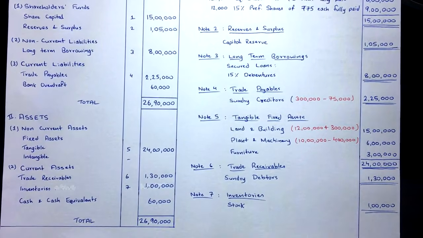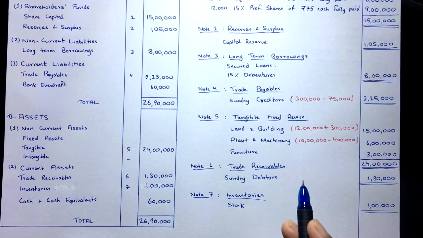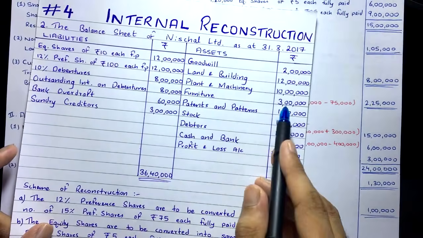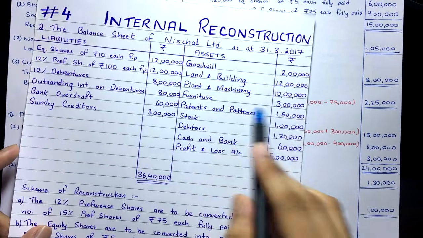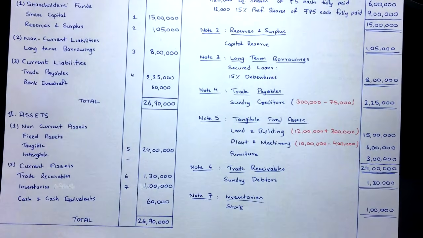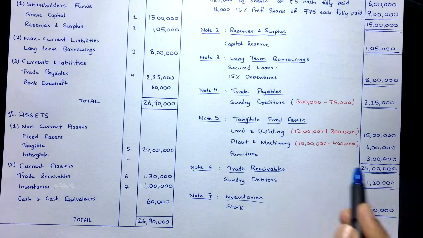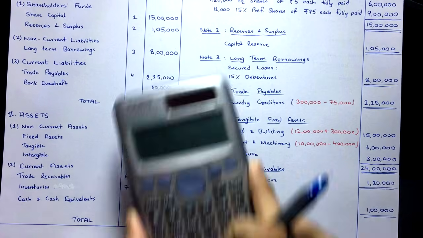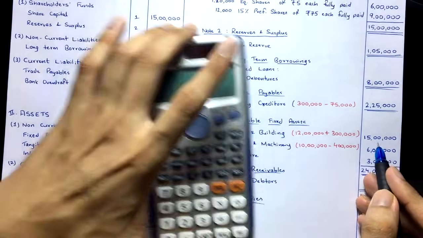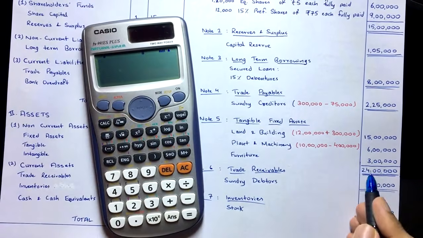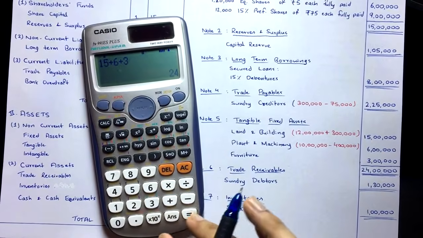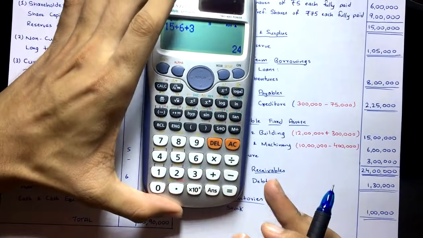Fine. And then nothing happened to the furniture, right? Whatever the furniture was in the old balance sheet, the same thing you have to take in the new balance sheet. See here, furniture 3 lakh. No change in that, because in the scheme there was no mention of furniture. We didn't do anything to furniture. So take it as it is, 3 lakh. Then if you add it all up, in the notes, 15 lakh of land and building, plant and machinery 6 lakh, and furniture 3 lakh. If you add it up, 15 plus 6 plus 3, that is equal to 24 lakh.